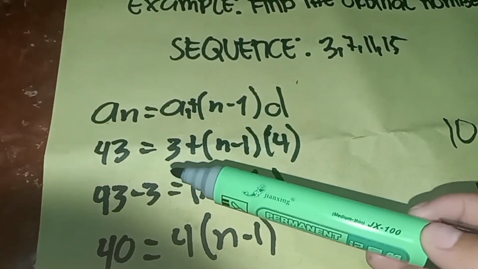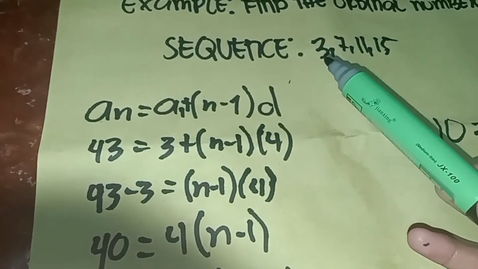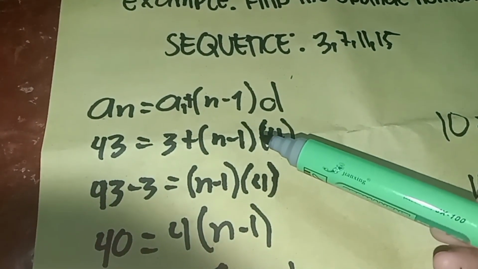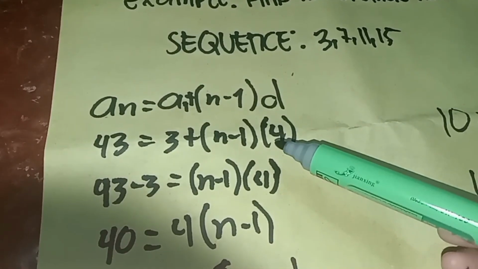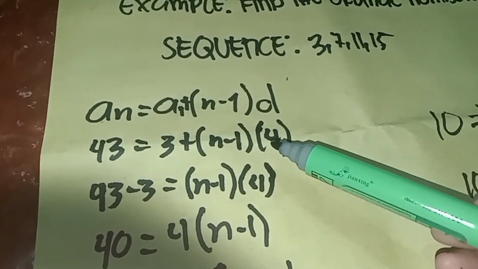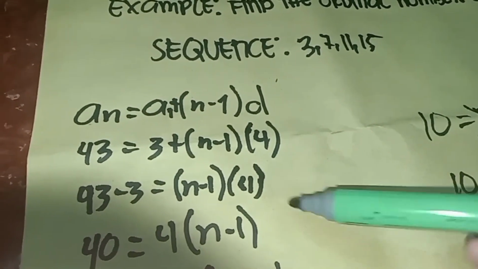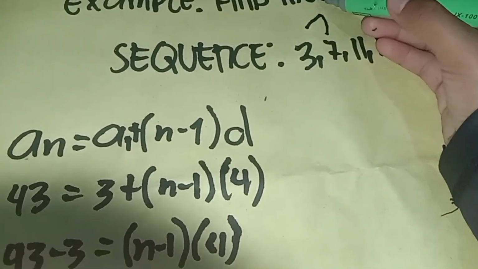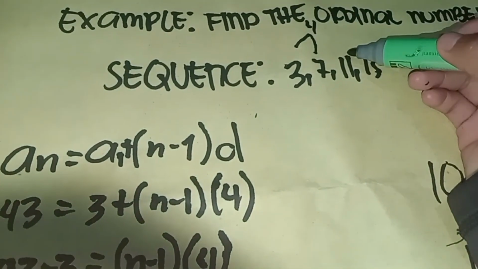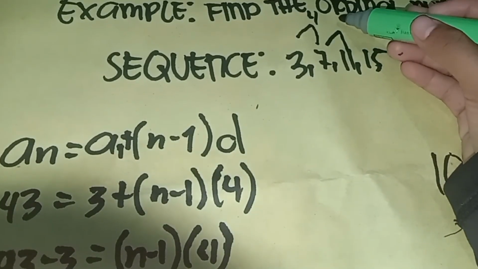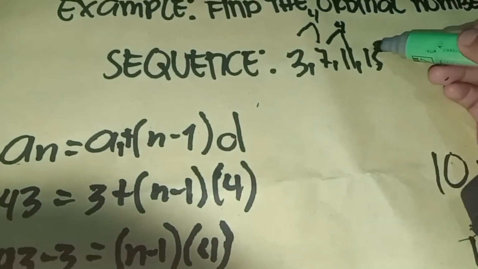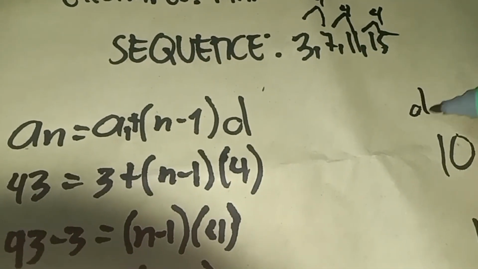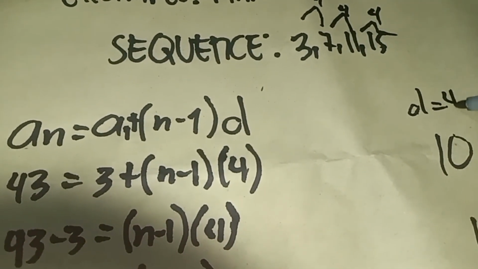Our first term is 3 plus n minus 1 times 4. For the 4, this is our common difference. To see that it is 4, we subtract: 7 minus 3 equals 4, 11 minus 7 equals 4, 15 minus 11 equals 4. So our common difference is 4.